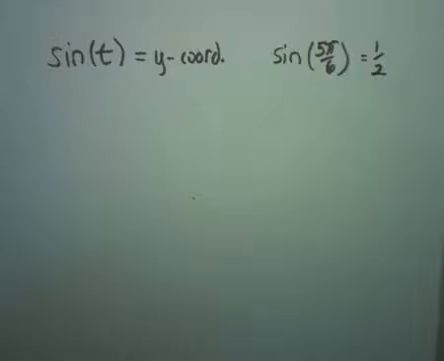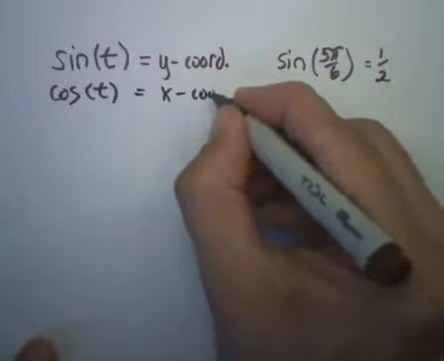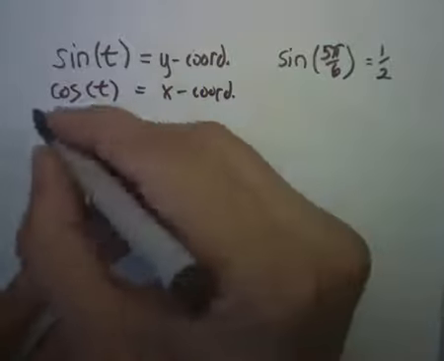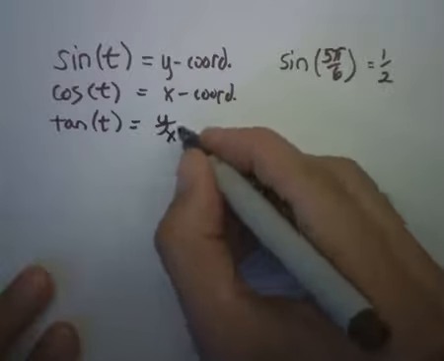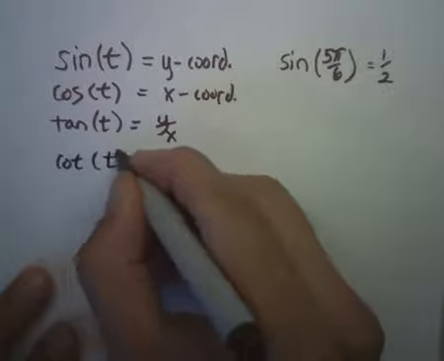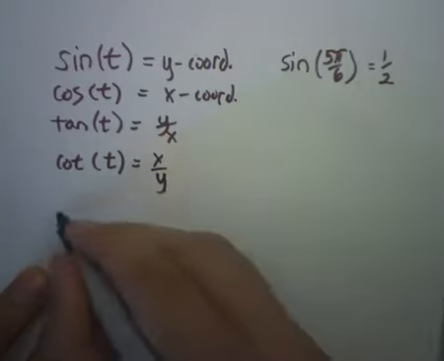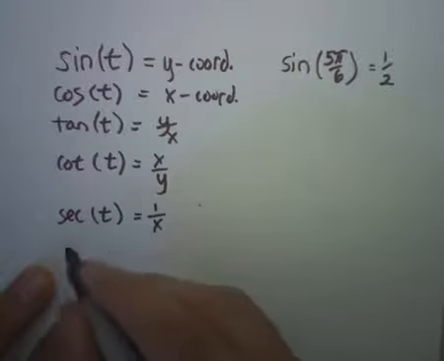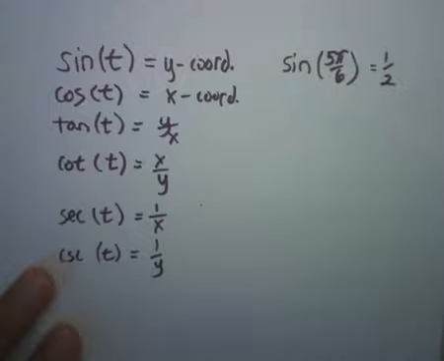So there's 6 of these trig functions. Sine and cosine are the most basic ones. Cosine is the x-coordinate. And the other 4 are all based on some combination of the x and y coordinates. So we have tangent, which is the y-coordinate divided by the x-coordinate. We have cotangent, which is just the flip of that, the x-coordinate divided by the y-coordinate. We have secant, which is 1 over the x-coordinate, and cosecant, which is 1 over the y-coordinate.